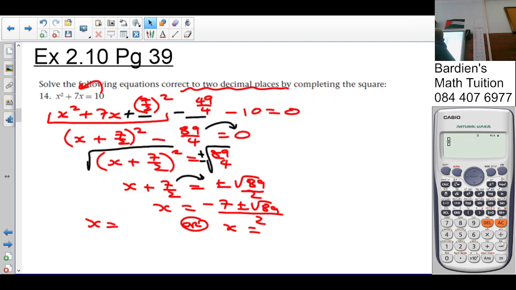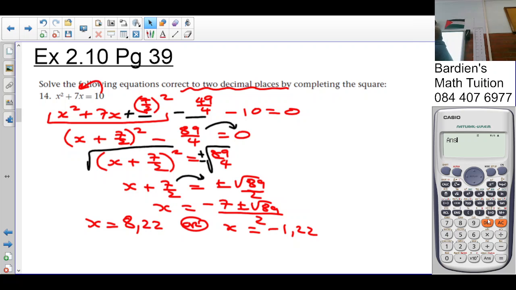I got negative 7 plus the square root of 89 over 2. Okay, and I press SD, standard decimal, 8,22. Or negative 1,22. And again, people can test if you're correct. The sum is normally worth like 6 marks or 5 marks. I can test it. Okay?